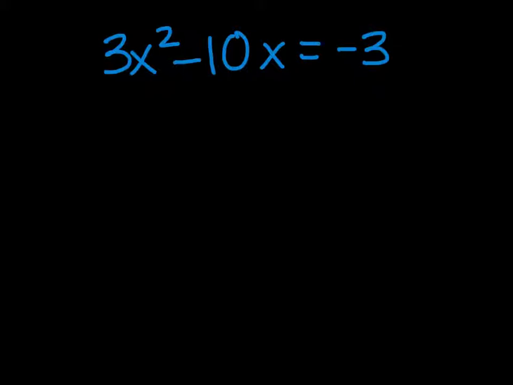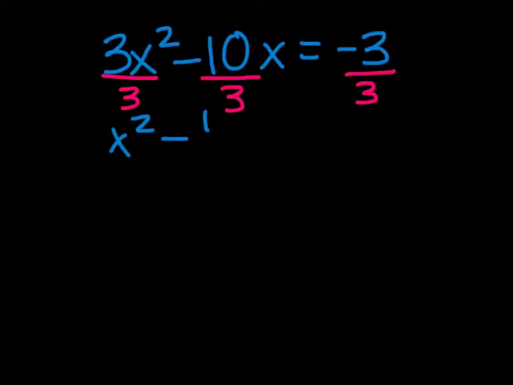The only bad part is we need to divide by 3 on all of our terms. We need to get that a to turn into a 1. If we do that, we have x squared minus 10 divided by 3x is equal to negative 1. Okay, so here comes the tricky part.